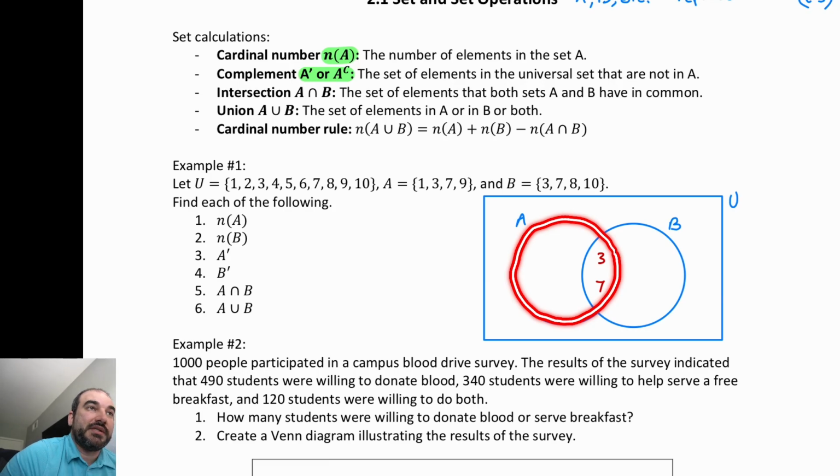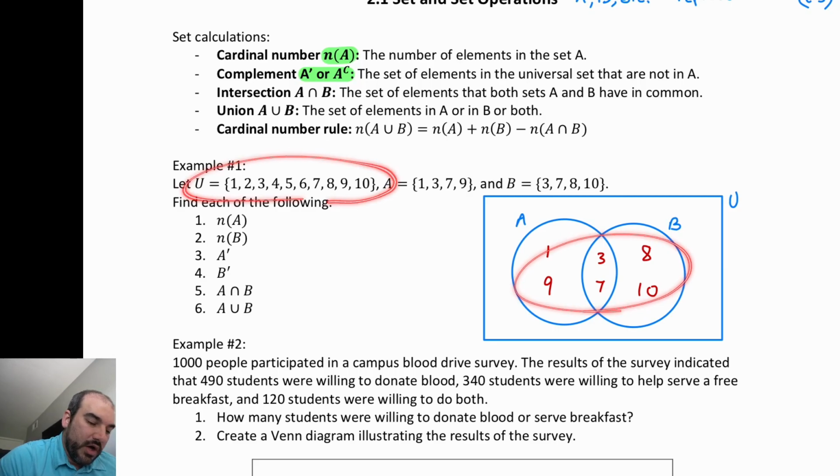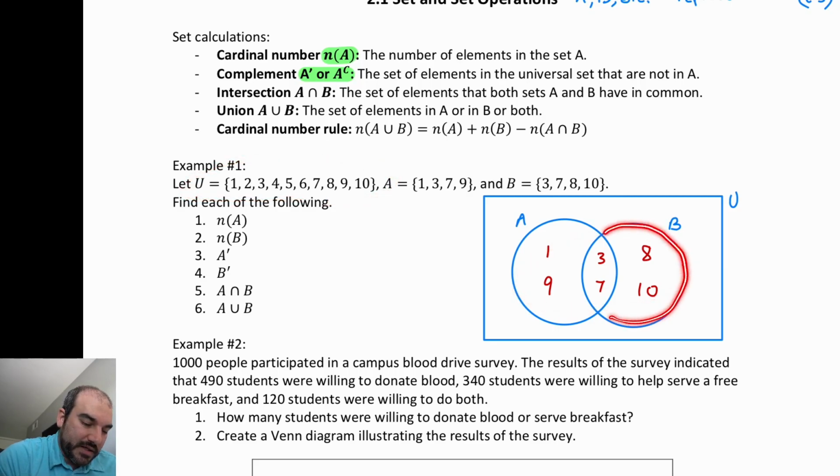So we see that 3 and 7 are already in that red circle. So I need to put 1 and 9 so that A has all 4 of its elements. And then B is also supposed to have 4 elements, such as 8 and 10 would complete all of B. And then if there's anything outside of that we didn't account for in the universal, we would put those outside of these 2 circles, right? We're going to put that out here in the universal set.